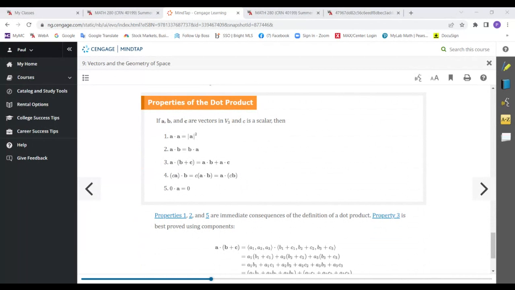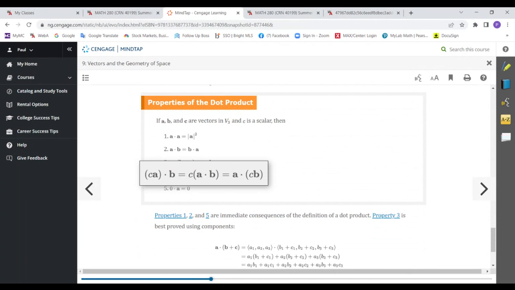And property 4 says, that's a property that comes up a lot, if you have a scalar times a vector A and you dot it with the vector B, the scalar can be moved outside the dot product. Okay, that's kind of a handy property.